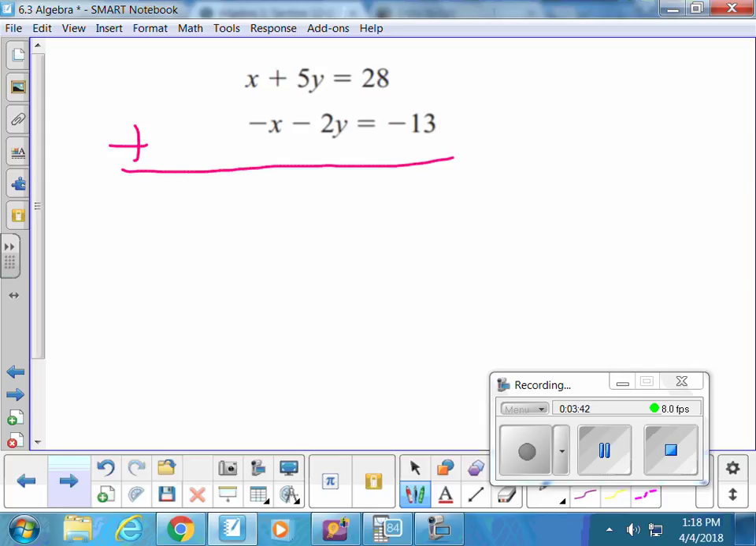All right, let's go ahead and add straight down. What's going to happen with our x's? Be gone! They're eliminated. We don't need to write anything. What is 5y plus a negative 2y? 3y. And then what is 28 and a negative 13? 15. That was awesome how our x is eliminated. Divide both sides by 3 and you'll have what y equals. So y equals 5.